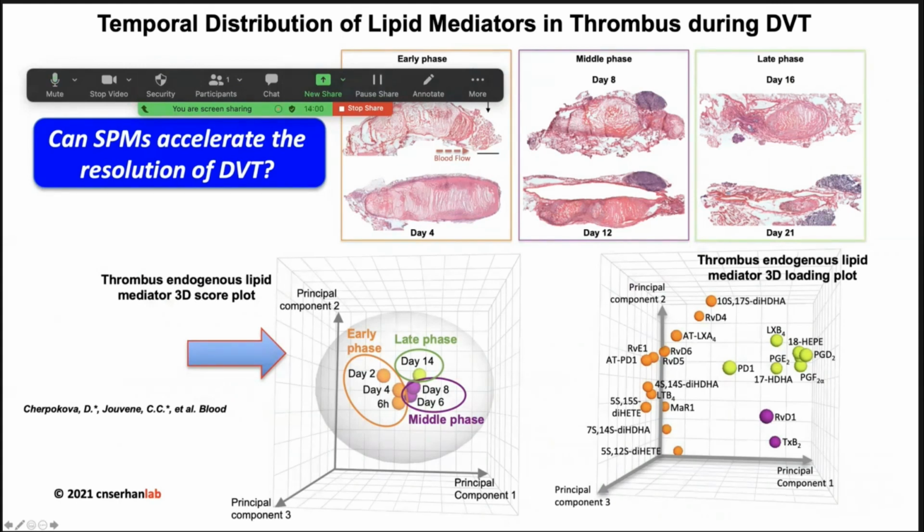point in vivo. We found that there's early phase, as one may expect, the activation of prostaglandins and thromboxanes that moves to a middle phase of lipid mediators where the resolvins begin to get turned on and then remain elevated out to 14 days in this animal model.